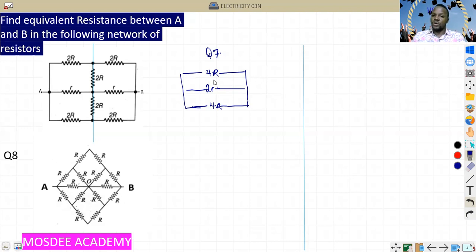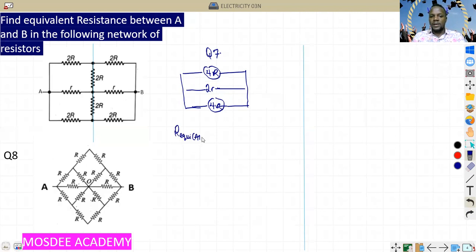But you can also use your method. Do these two first, then combine with the third one. You can do it by saying 1 over R total equals 1 over 4R plus 1 over 2R plus 1 over 4R. Then you go by LCM, then you follow the traditional way. It's also applicable.